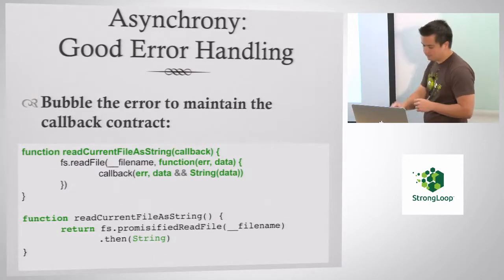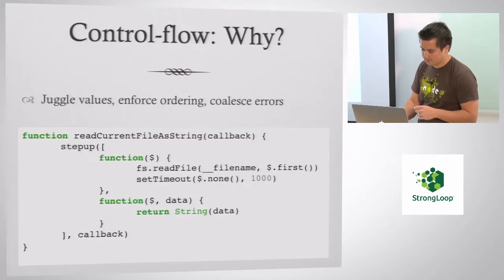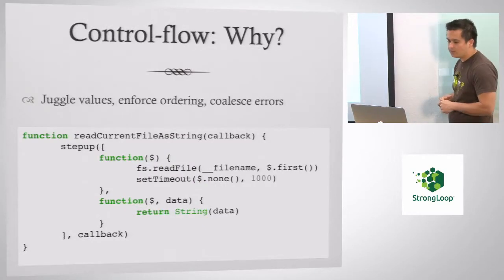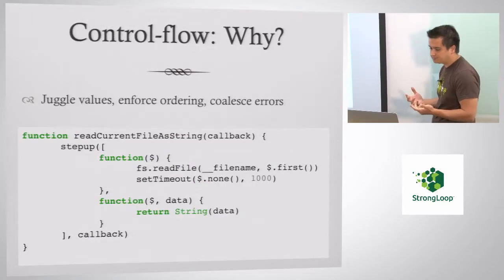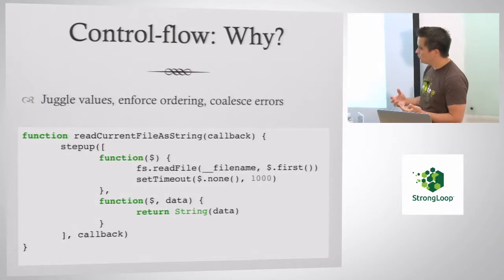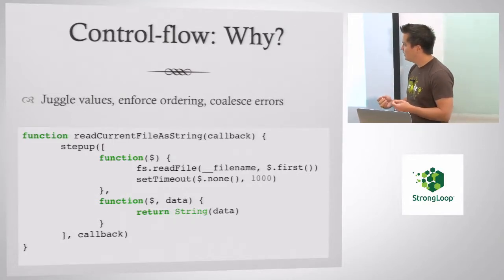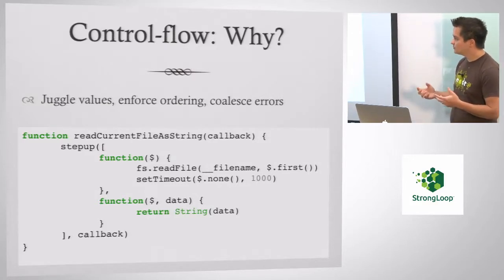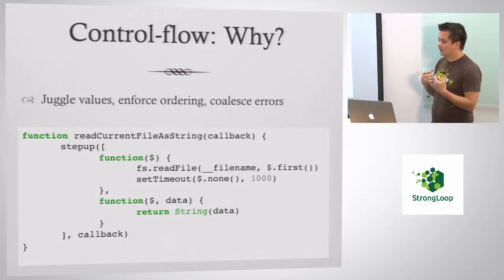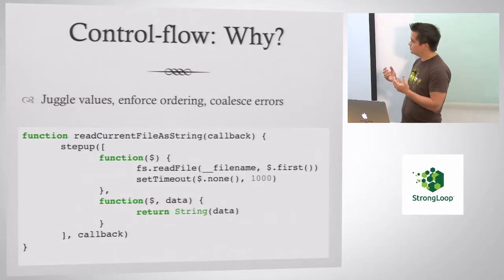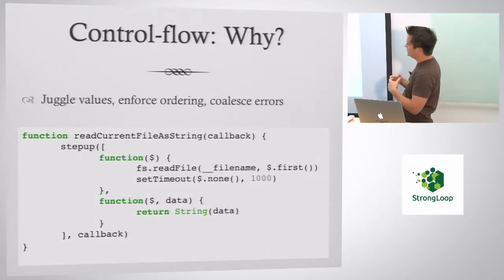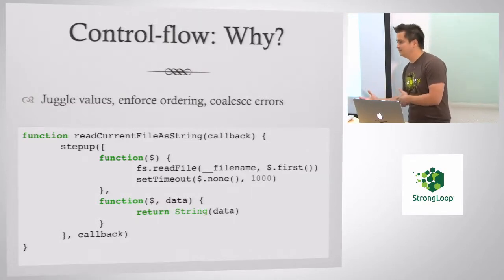Yeah, so again, the errors are handled automatically. Okay, so now we're talking about asynchrony. What is the relationship between asynchrony and control flow? Essentially, control flow is a library that's built to juggle values, enforce ordering, and coalesce errors of asynchrony.